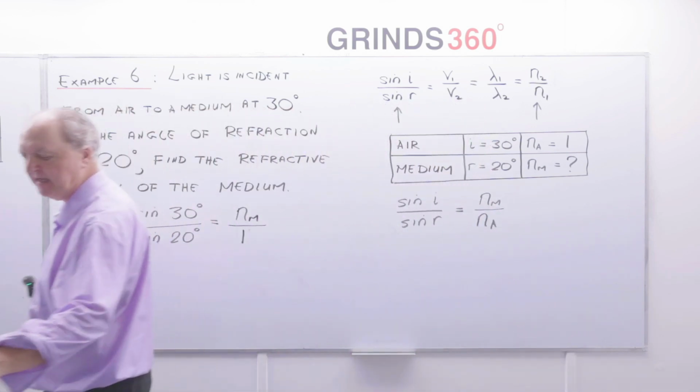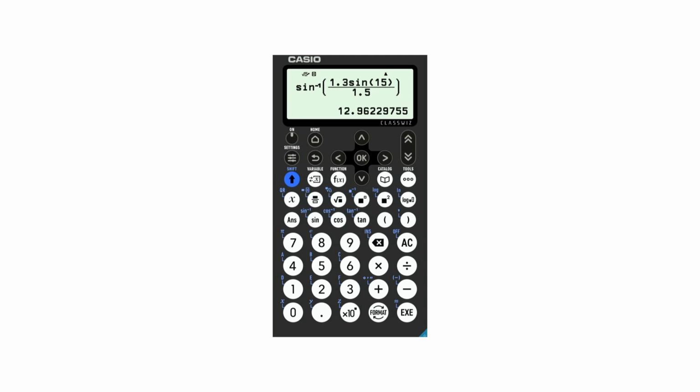So let me put that into my calculator. So fraction button, sine 30, close bracket, divided by sine 20, close bracket, execute. And I get about 1.46 is the refractive index of the medium.